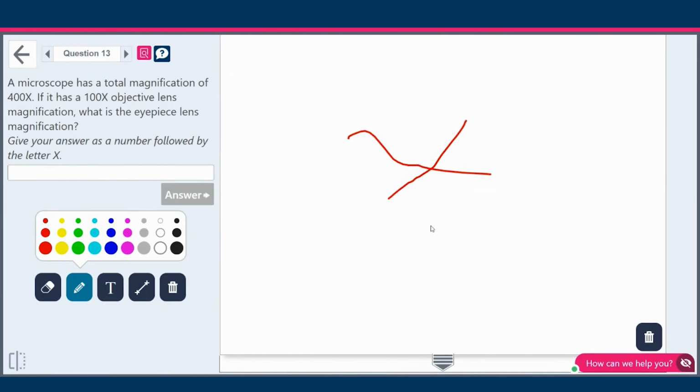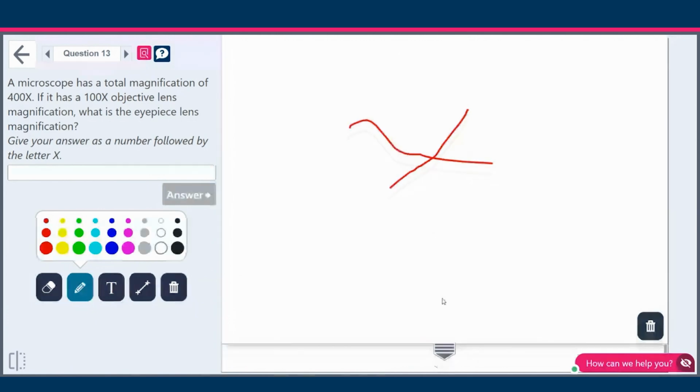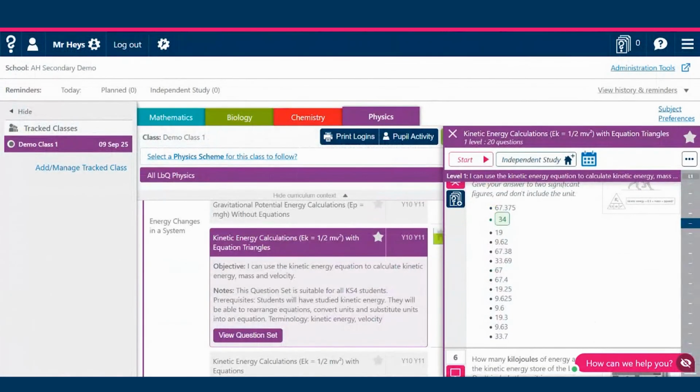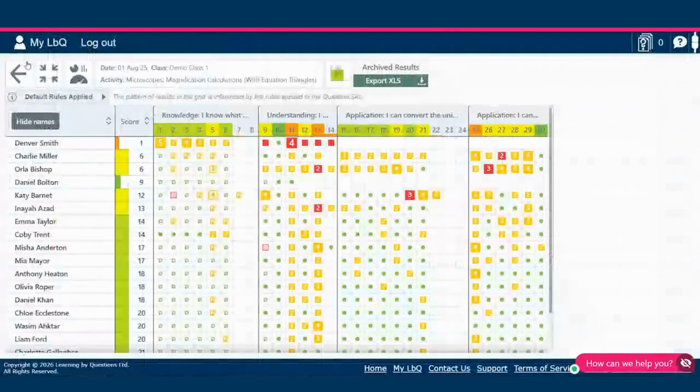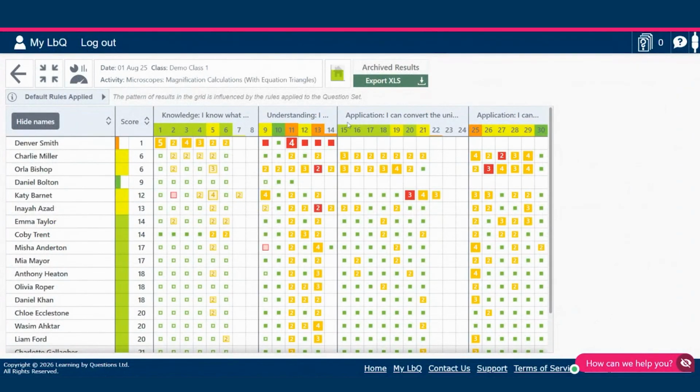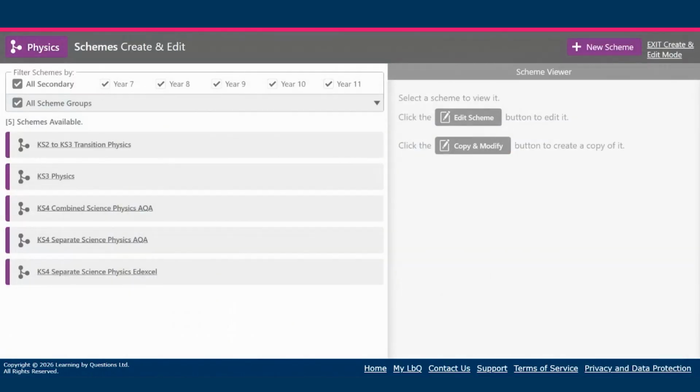So it's very, very powerful in that sort of identify a problem, provide intervention, test whether your intervention has worked kind of learning loop. You can do that with Learning by Questions over and over and over for every single question in the set if you want to, not having to waste time in between with marking, etc.